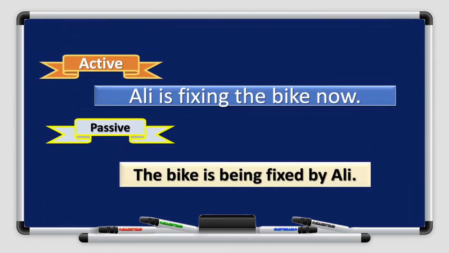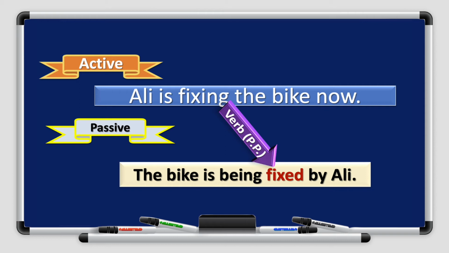Let's look at the following examples. Let's look at the active sentence. Ali is fixing the bike now, present continuous. I want to change it into passive. I start with the object, the bike, followed by is, which is a form of verb to be, followed by being.